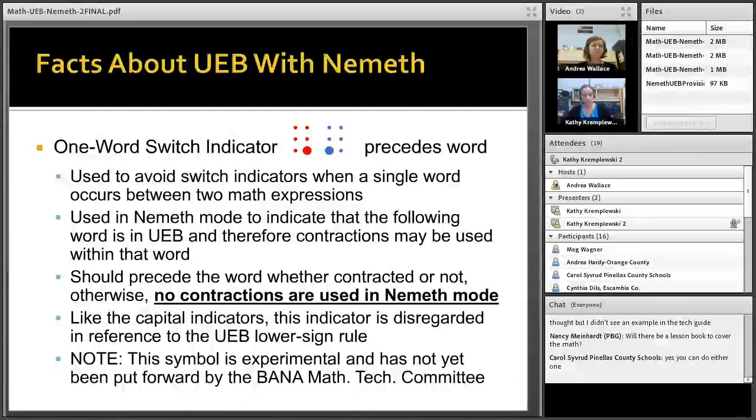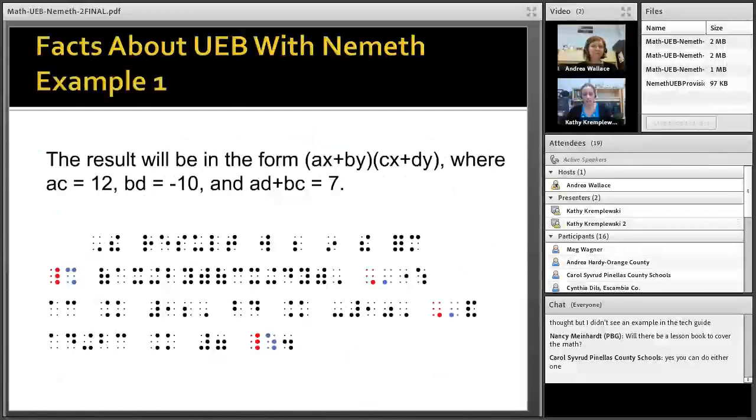A note that this symbol is experimental and has not yet been put forward by the BANA Math Technical Committee. I found that interesting and wanted to say that that's in the provisional guidelines. It says that. So they're still working on figuring out and finalizing this, so don't be surprised if some changes come up at some point. And that's where, again, your feedback is important.